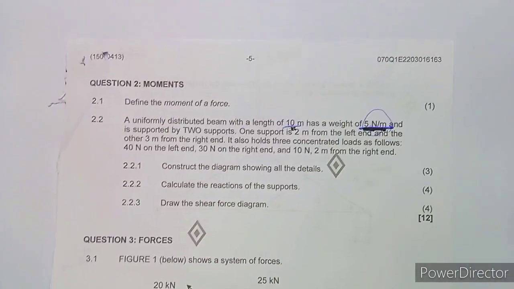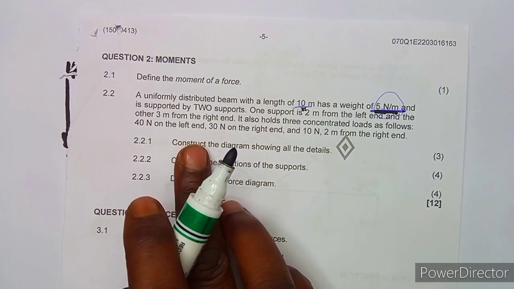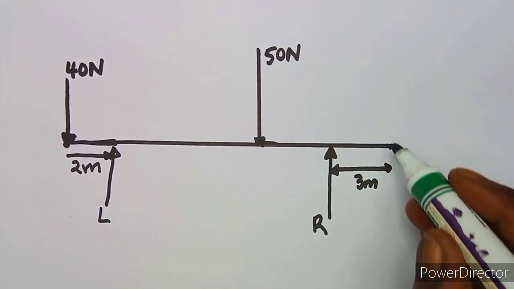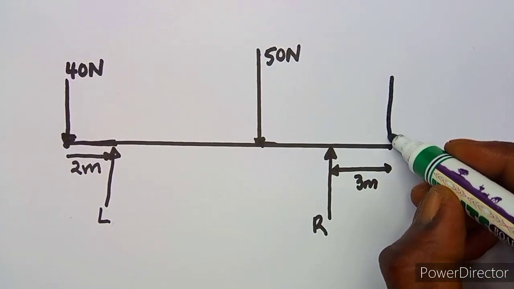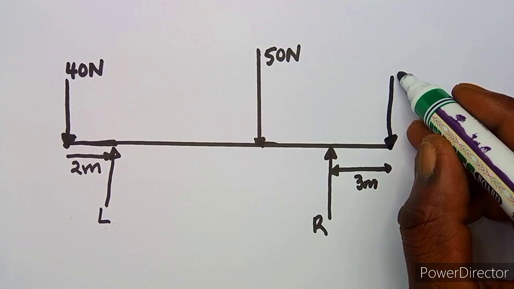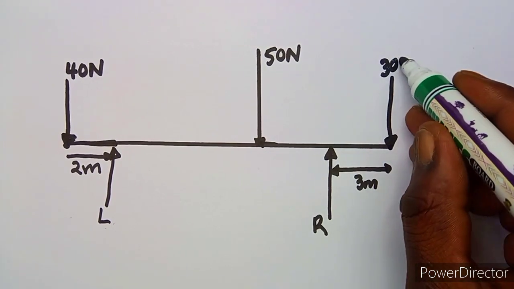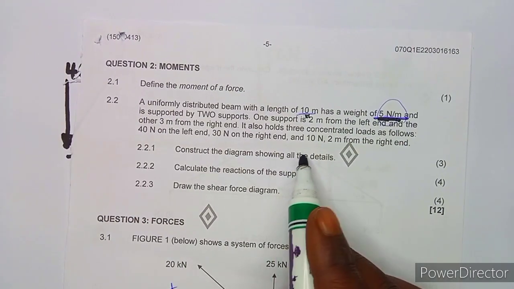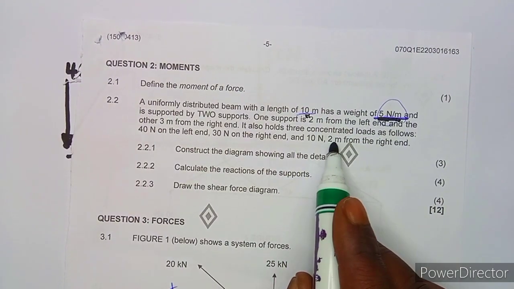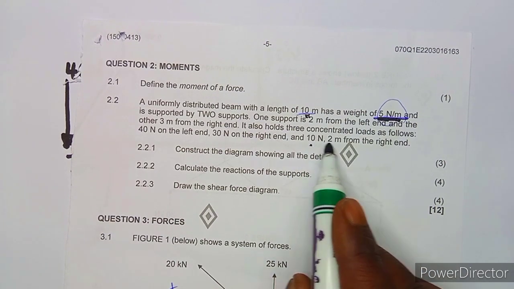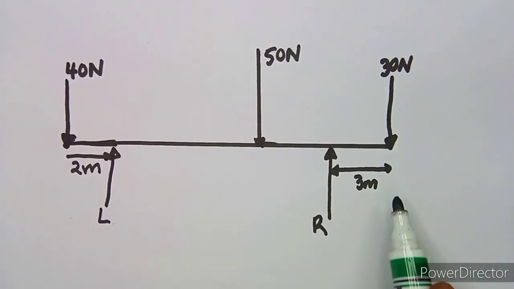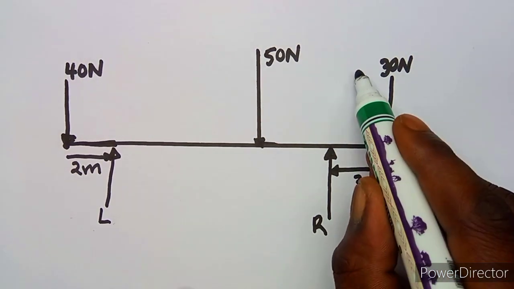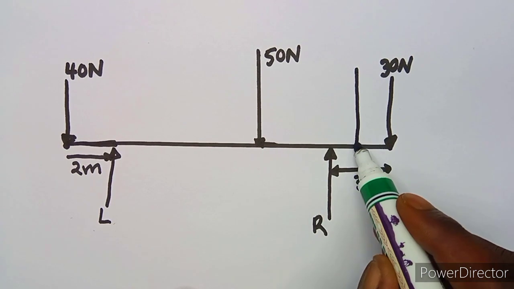Let's see another one. And 30 newtons on the right end. This is your right end here. Direct at the right end, there is 30 newtons. Okay, what else do we have? And we have 10 Newton 2 meters from the right. There's a 10 Newton load 2 meters from the right. This is the right, 2 meters just from the right. There's a force of 10 Newton here.